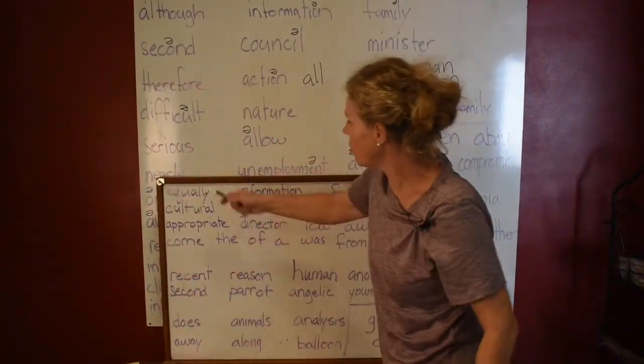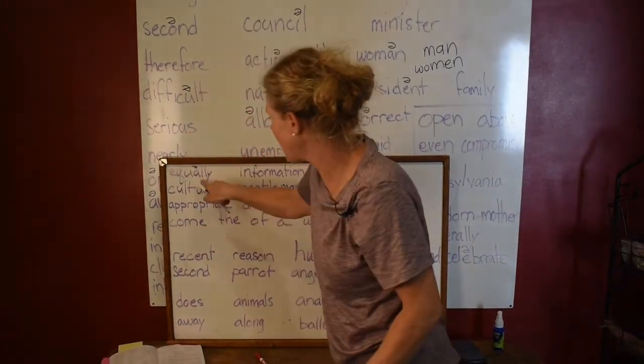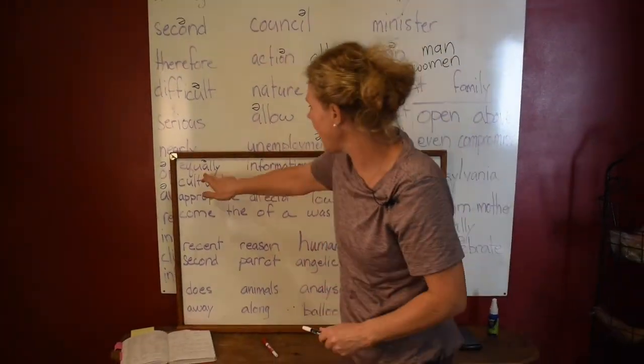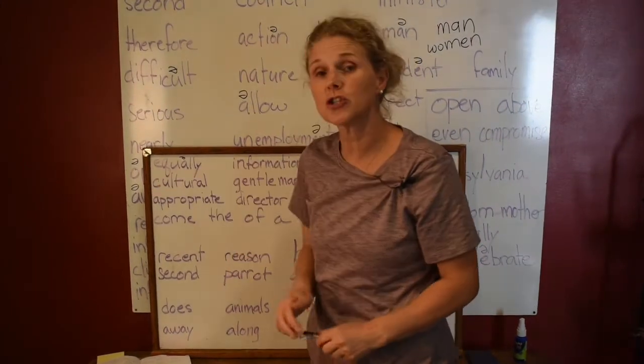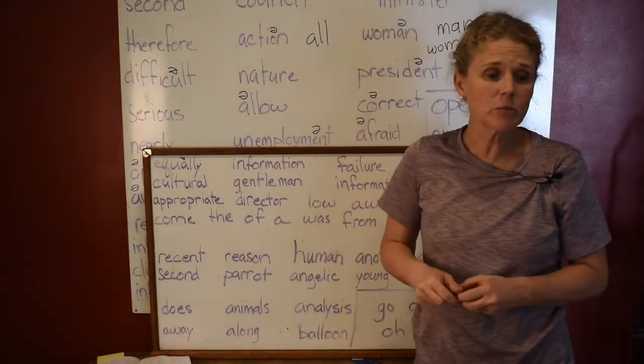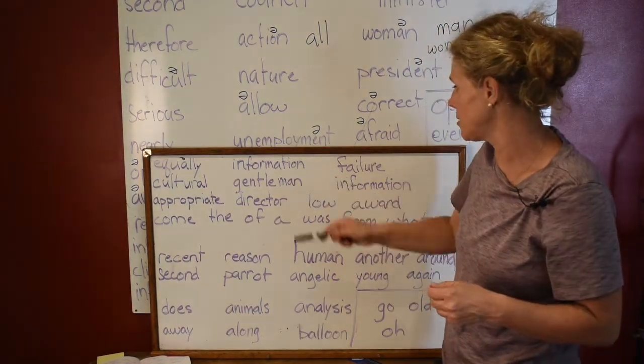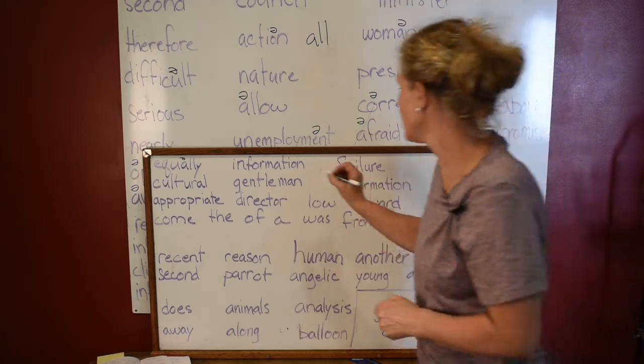Now, equality, right here. See how it's a vowel then an L. It's not accented. Okay, E is your accented syllable right there. Oh, information, Paul, where's your accent? Where is your schwa in information? The final O. The final O.